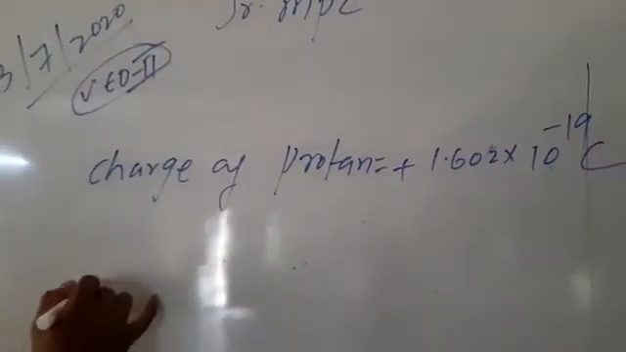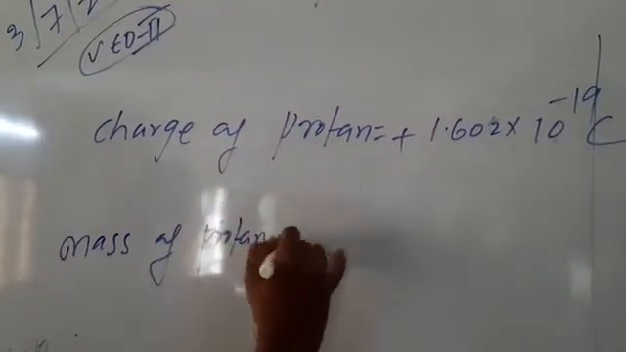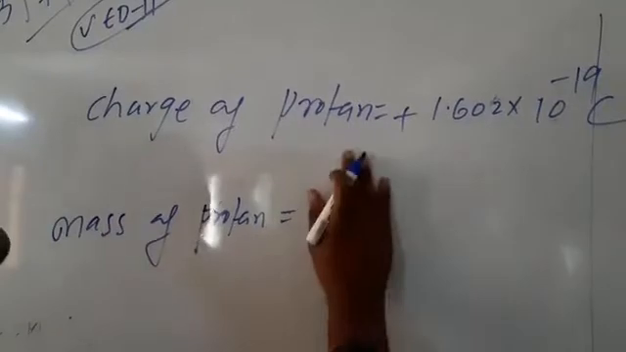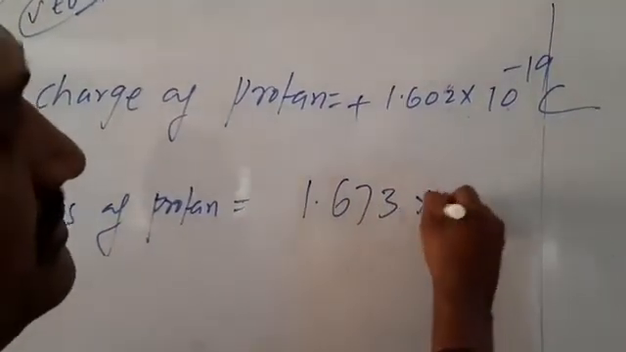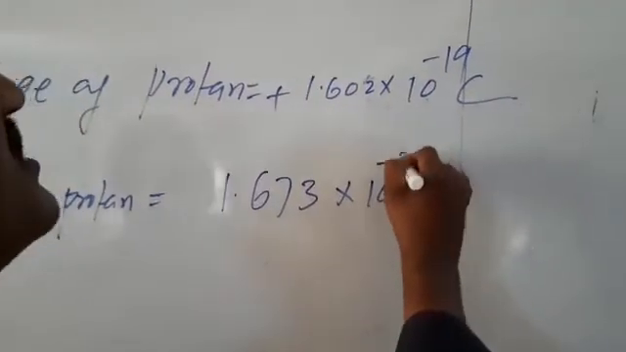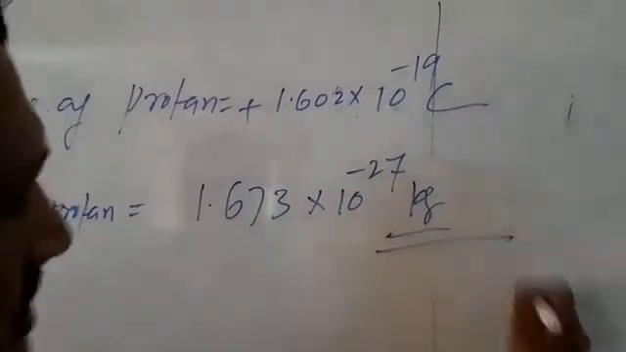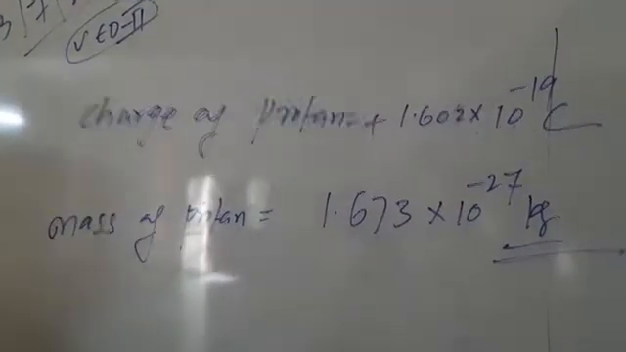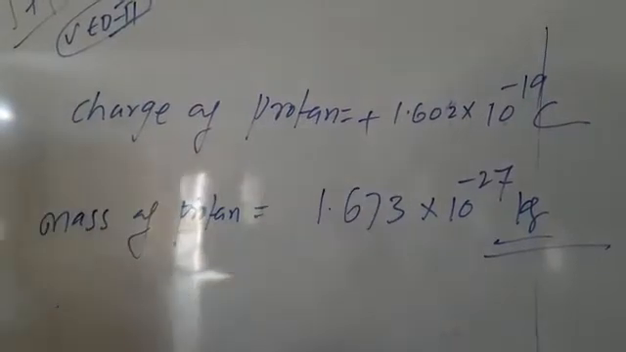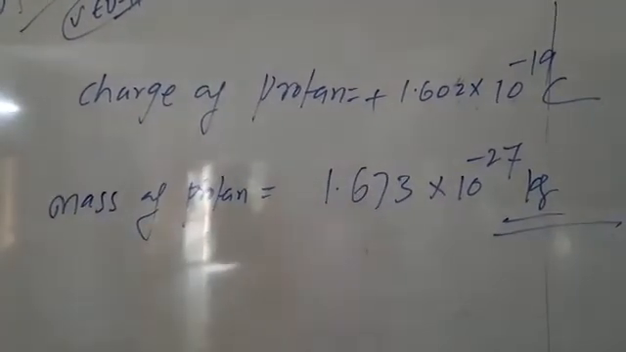So next, the mass of a proton. The mass of a proton is equal to 1.673 × 10^-27 kilograms. This is the mass of a proton.